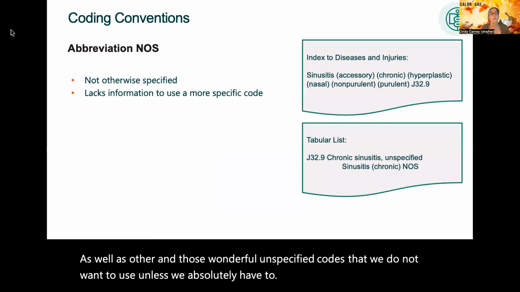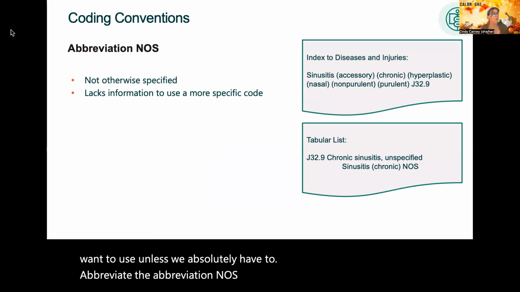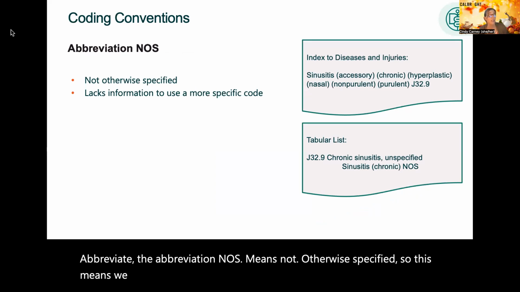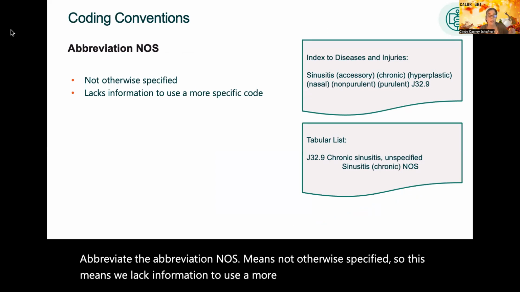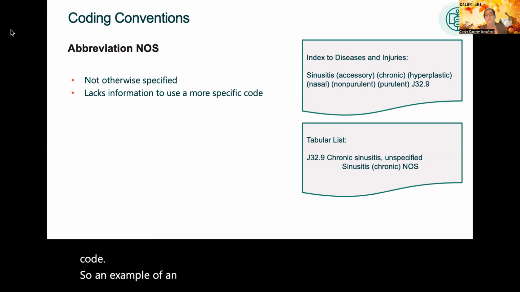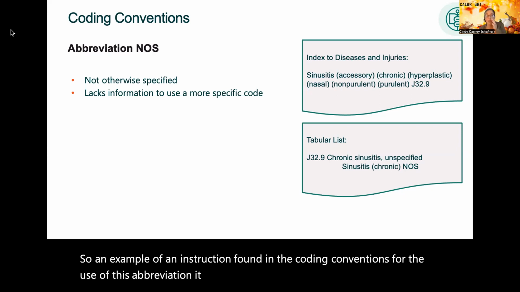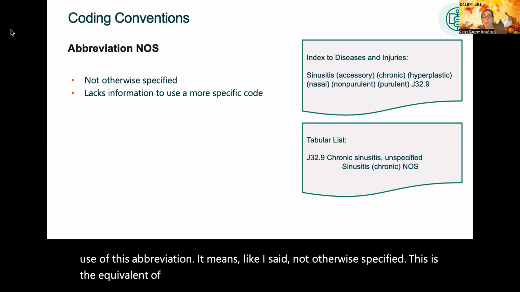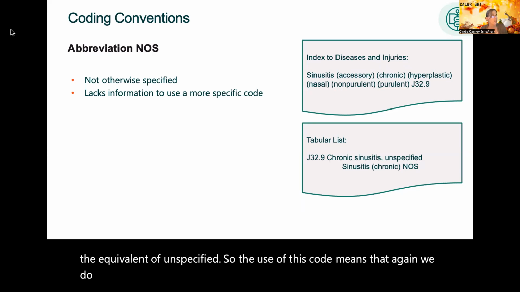The abbreviation NOS means not otherwise specified. This means we lack information to use a more specific code. The information is not in the documentation to allow us to pick a more specific code. An example of an instruction found in the coding conventions for the use of this abbreviation: like I said, not otherwise specified is the equivalent of unspecified. So the use of this code means that, again, we do not have enough information.